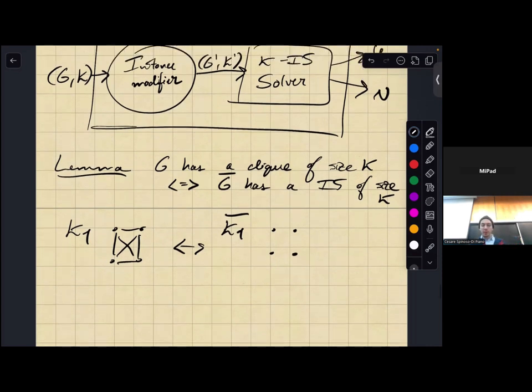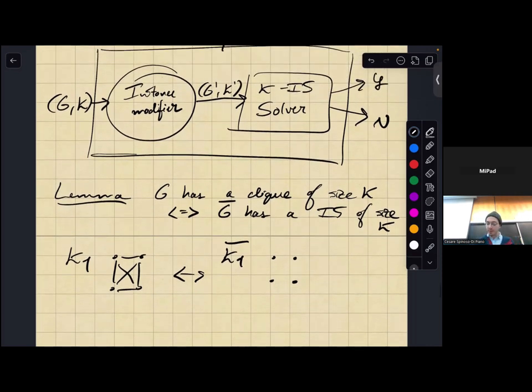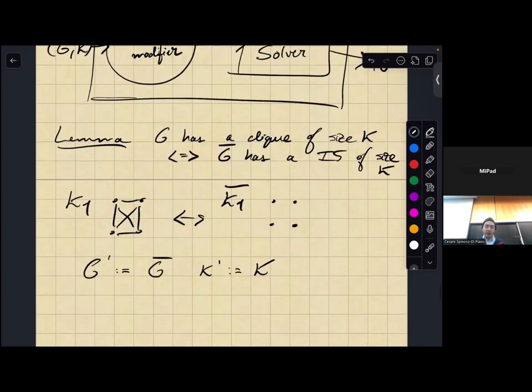Okay, so what does that mean in terms of the instance modifier? What is the instance modification going to be? Invert all the edges, so G prime is going to be what? Yeah, the complement of G. So G complement. And what is K prime going to be? It's K. And so this works by this lemma.